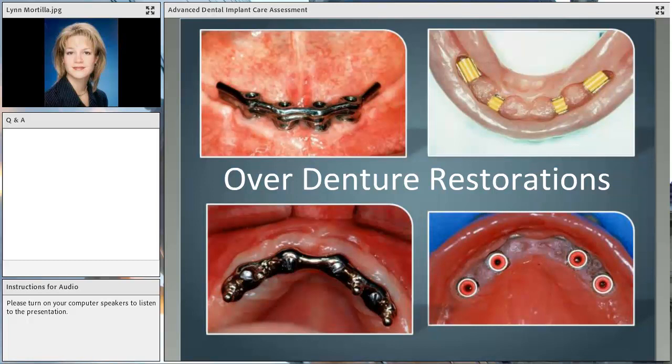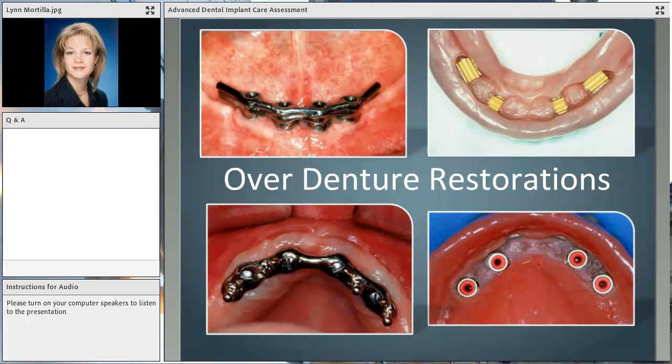One of the things from a maintenance perspective is we're going to check these clips. We're going to check any of these housings. Does anything look like it's loose? Does it look like it's broken? Is it full of calculus, plaque, tartar, any of that? Are any of these pieces missing?